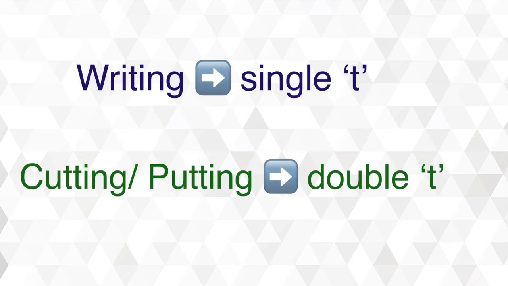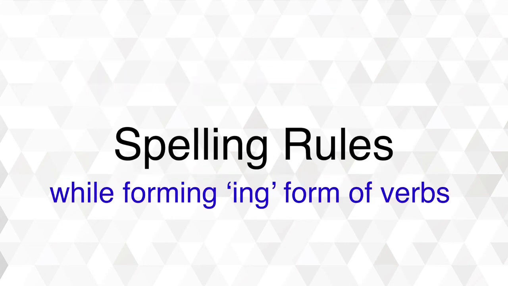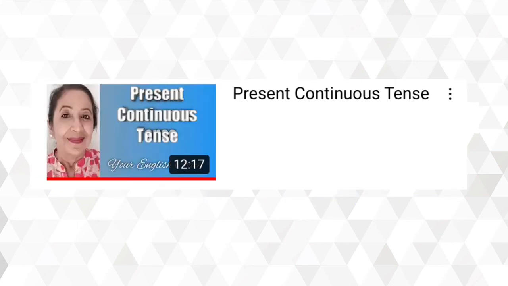Have you ever thought why there's a single T in the word writing, and why there are double T's in words like cutting and putting? There are certain rules of spelling while forming the ing form of verbs. I've already explained them in my video on present continuous tense. Please watch the video to check out those rules. You'll definitely find them useful.